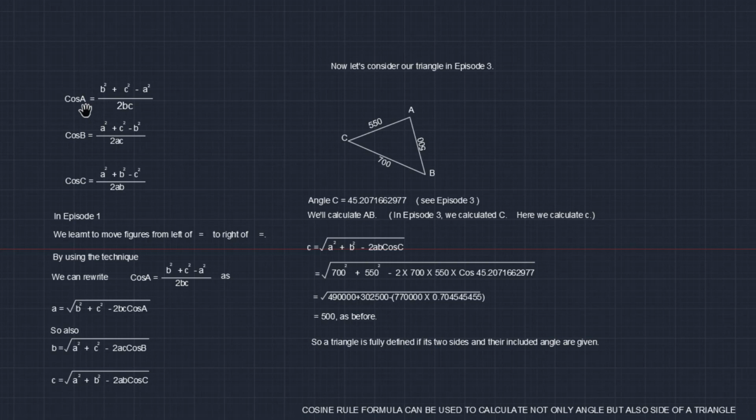For calculating angle A. For calculating angle B, it takes the form of (A squared plus C squared minus B squared) by 2AC. For calculating C, it takes the form of (A squared plus B squared minus C squared) by 2AB.